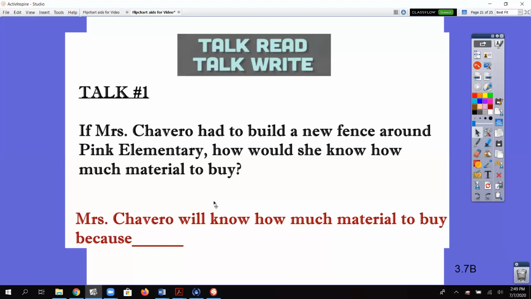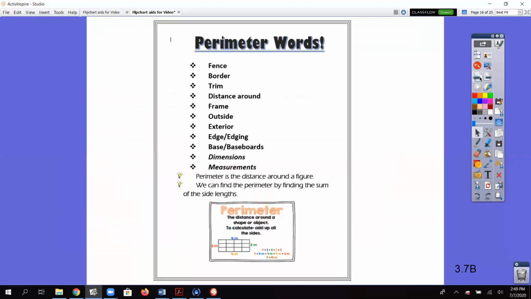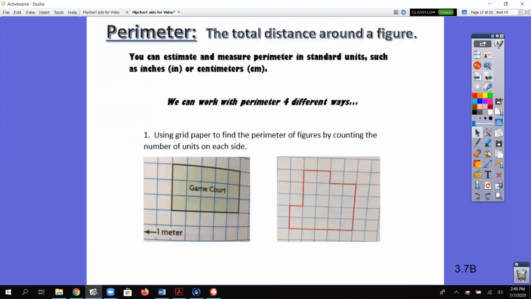So you should have already talked about perimeter words. Let me just show you real quick. These are perimeter words that I usually have the students glue in their journals. All these words right here are perimeter words: fence, border, trim, distance around, frame, outside, exterior, edging, baseboards, dimensions, measurements. These are words they'll see, and they're a clue for them that the problem will be a perimeter problem.